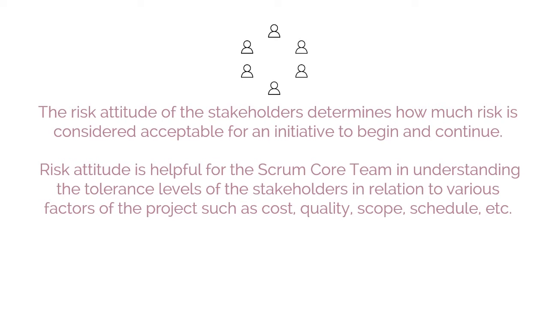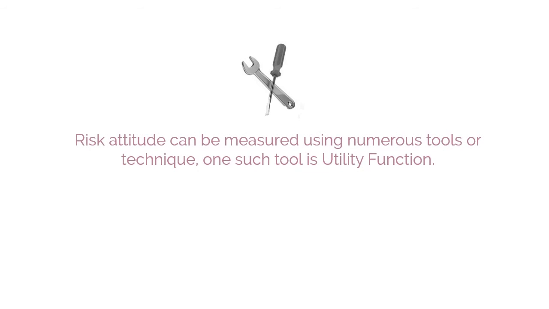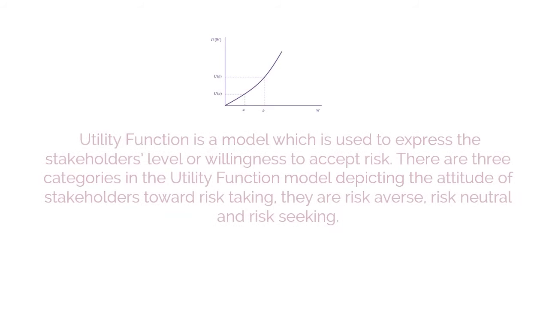Essentially, the risk attitude of the stakeholders determines how much risk is considered acceptable for an initiative to begin and continue. Risk attitude is helpful for the Scrum core team in understanding the tolerance levels of the stakeholders in relation to various factors of the project, such as cost, quality, scope, schedule, etc. Risk attitude can be measured using numerous tools or techniques. One such tool is utility function.